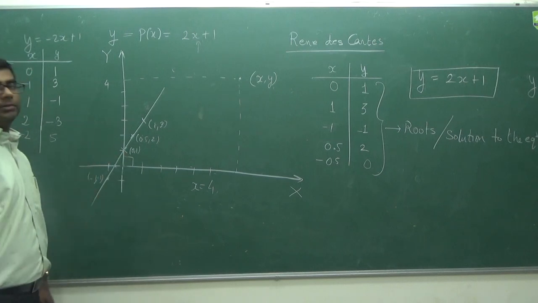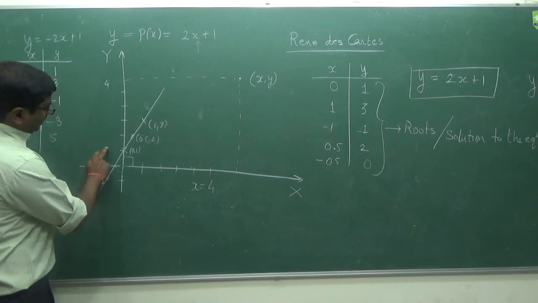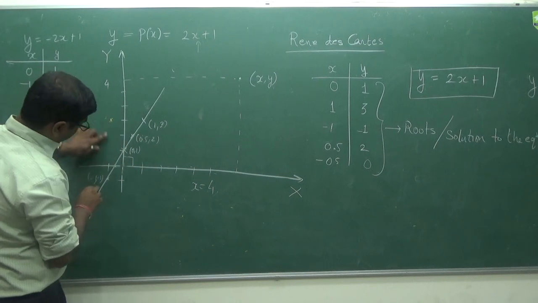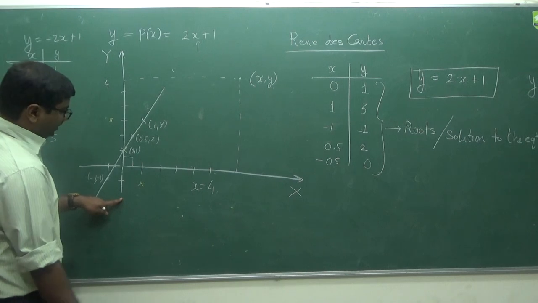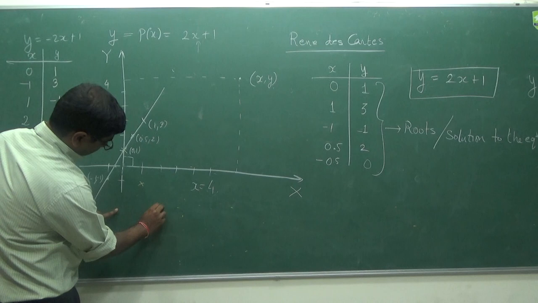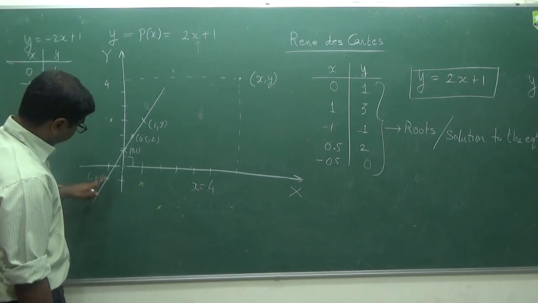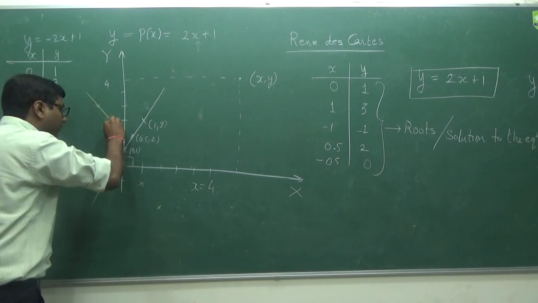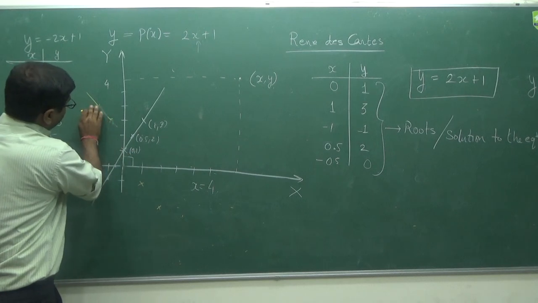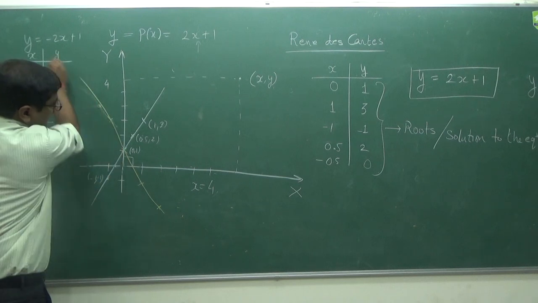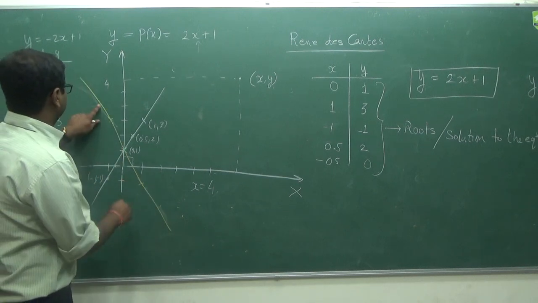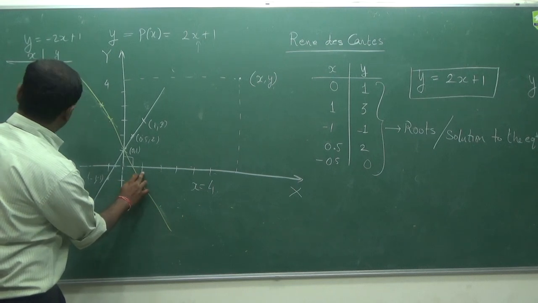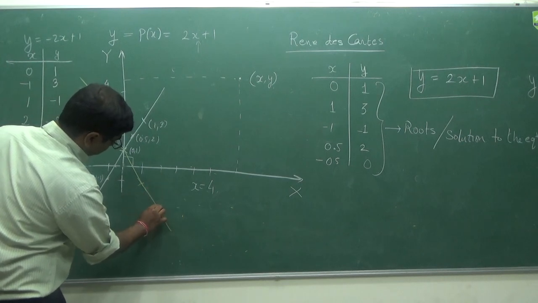0, 1. Hey, we have a 0, 1 already. Then, minus 1, 3. Then, 1, minus 1. Then, 2, minus 3. And then minus 2 comma 5. Do you see a trend again? A line. It is not curved, it will be straight. This is because my drawing is not that great. Correct?